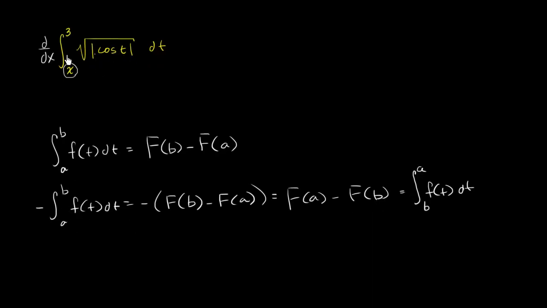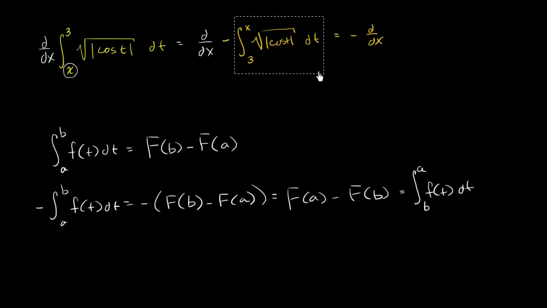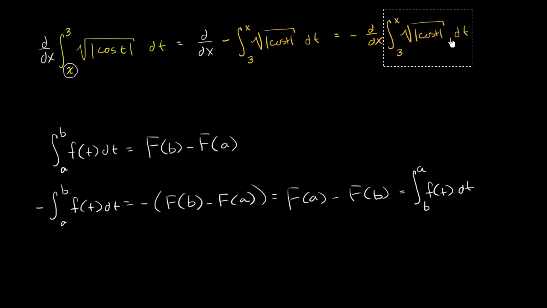So we can go back to our original problem. We can rewrite this as being equal to the derivative with respect to x of, instead of this, it'll be the negative of the same definite integral but with the boundaries switched. The negative of the integral where the upper boundary is x and the lower boundary is 3, of the square root of the absolute value of cosine t dt, which is equal to, we can take the negative out front, negative times the derivative with respect to x of all of this business. I'll just copy and paste, and paste it, times the derivative with respect to x of all of that.